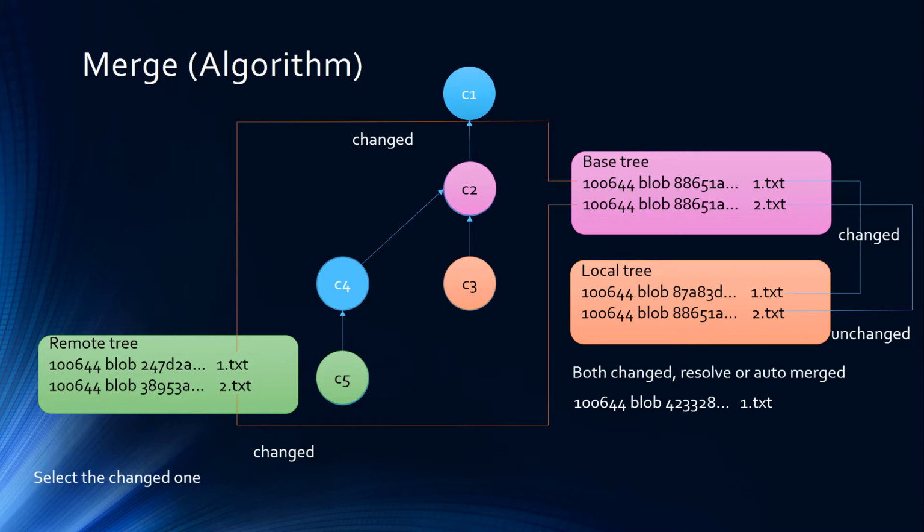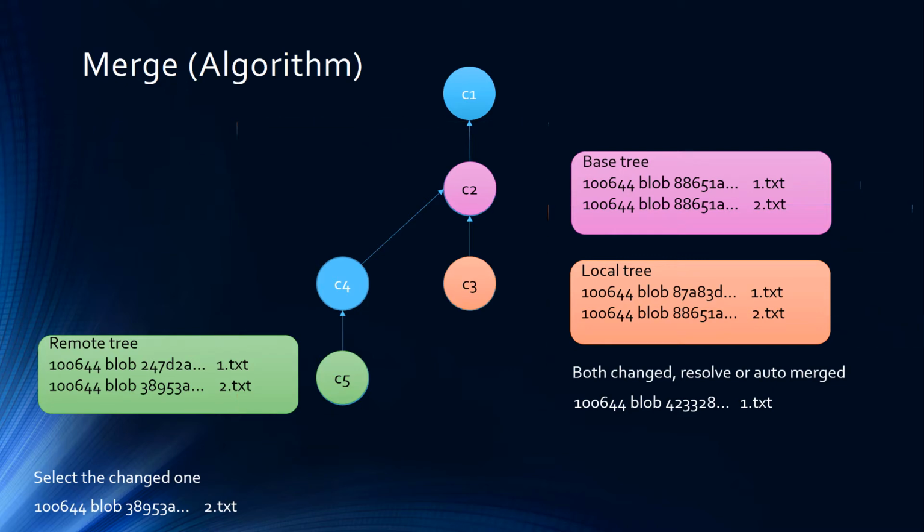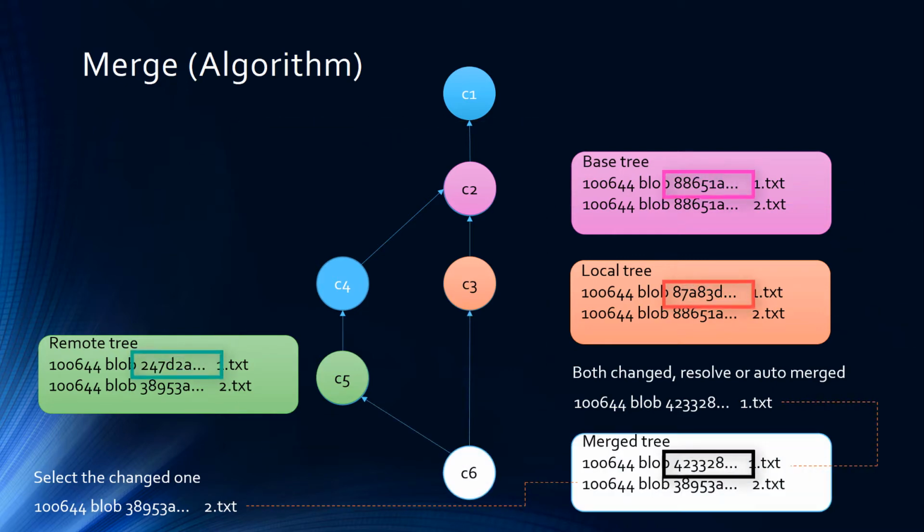Let's check the final result in the merged commit C6. We found that 1.txt is a new file that is different from the one in C2, C3, and C5. This is because in C6, the 1.txt is a new file that merged from the three-way algorithm. 2.txt is the same as in C5. Now I would like to show you the merge tool configuration.